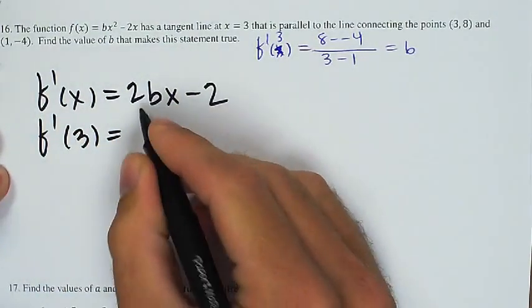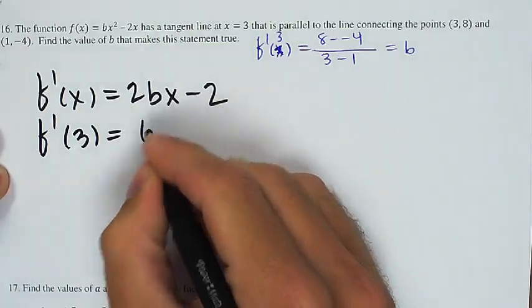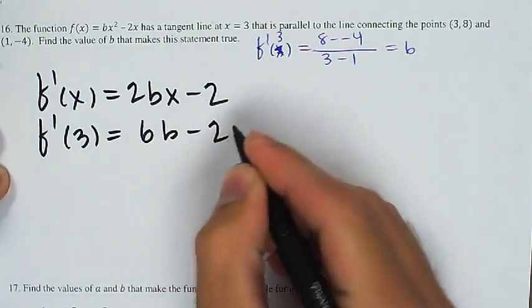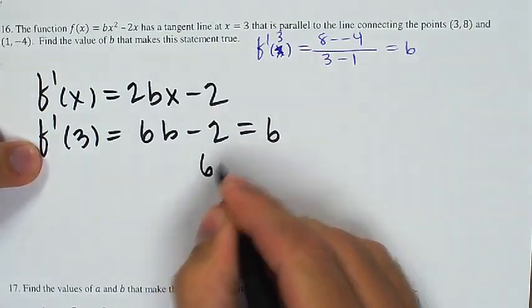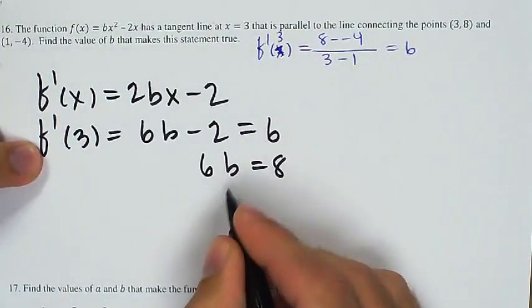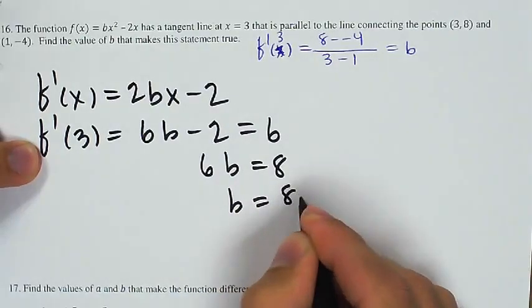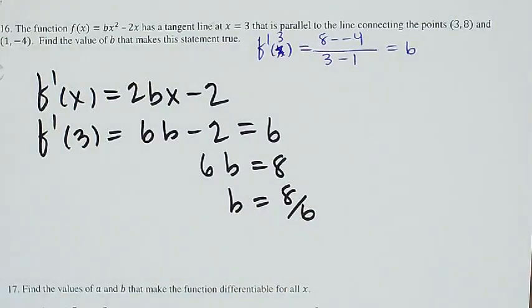So f prime of 3 equals 2 times b times 3, that'll be 2 times 3 is 6b, minus 2, and I need that to equal 6. So I'm going to add the 2, and I'll get b is 8 divided by 6.